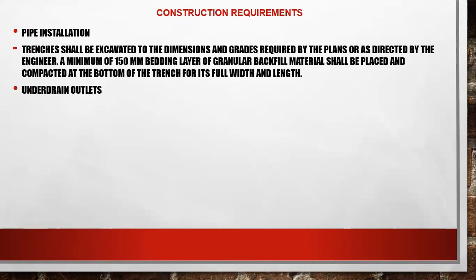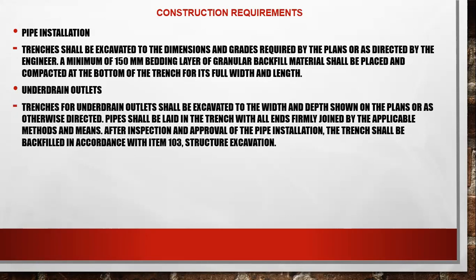Next is the under drain outlets. Trenches for under drain outlets shall be excavated to the width and depth shown in the plans or as otherwise directed. Pipes shall be laid in the trench with all ends firmly joined by the applicable methods and means. So we should check that the pipes are firmly joined, because if not, the pipe will leak.